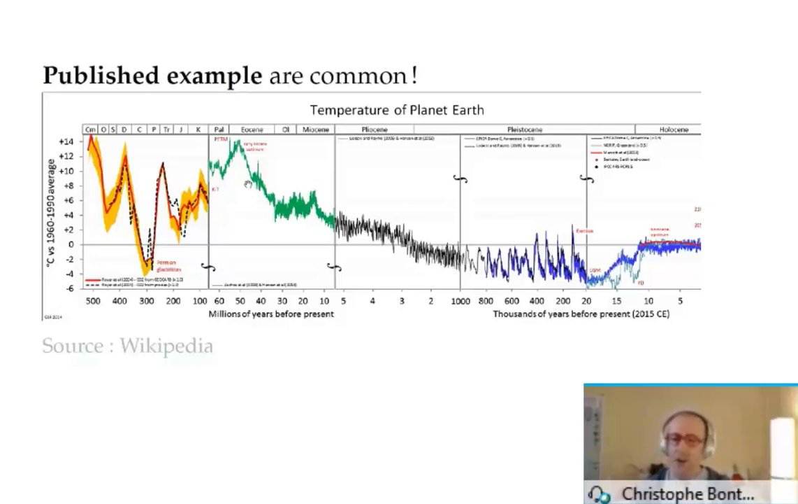It's probably with the best intention that this graphic has been proposed and produced. But the reader may interpret things in a very different way. This speed is very slow, and it has nothing to do with the speed we are experiencing now. So once again, look at the fine details and look at the scales.